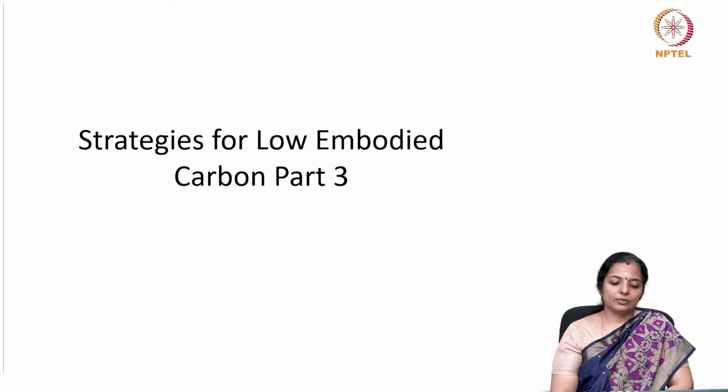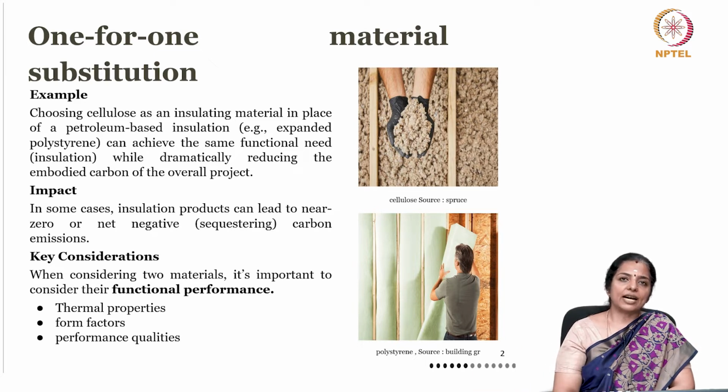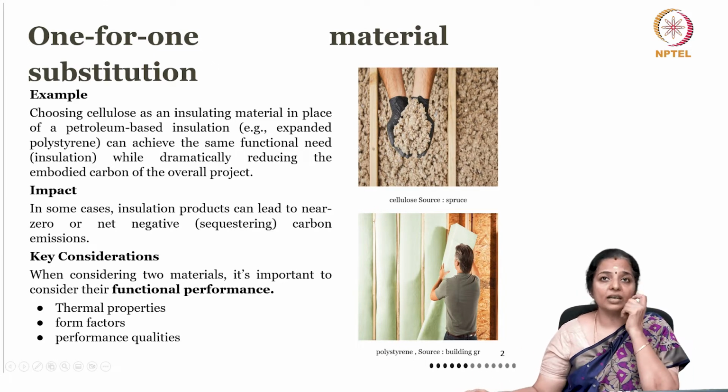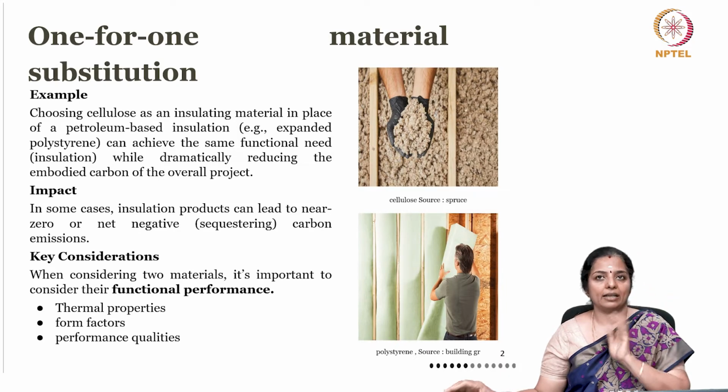So, last class we had seen some of the strategies for low embodied carbon, and we will continue with strategies for low embodied carbon even in this class. So, the next strategy is one for one material substitution. Now, material replacement and specification naturally occurs later in the design process when the project is more defined.